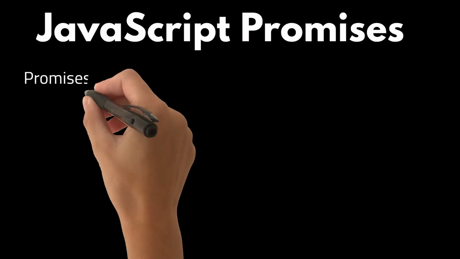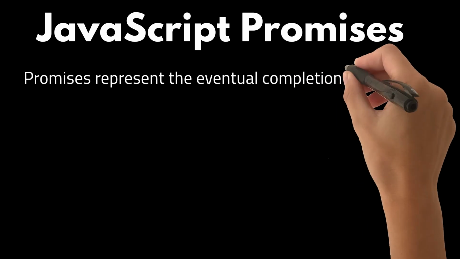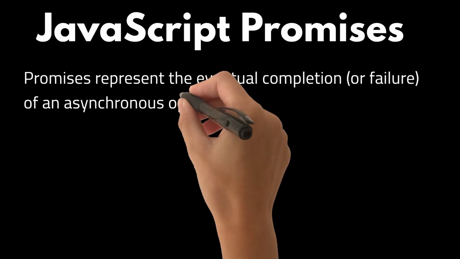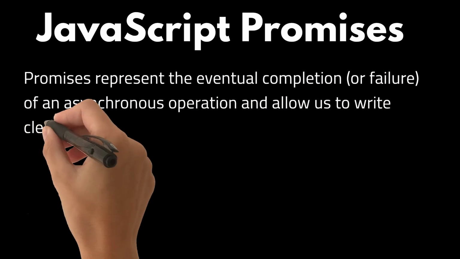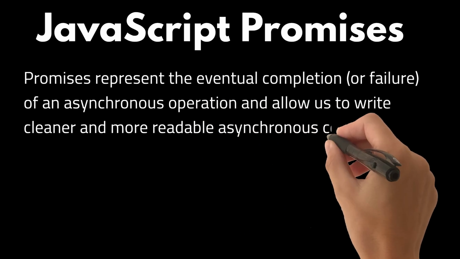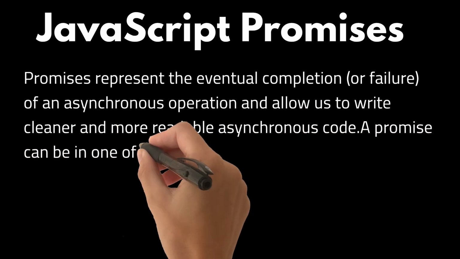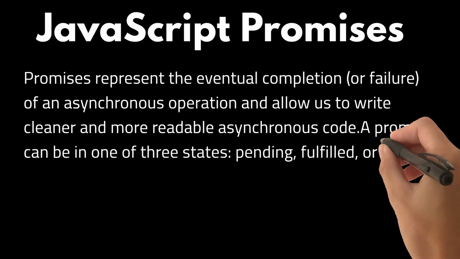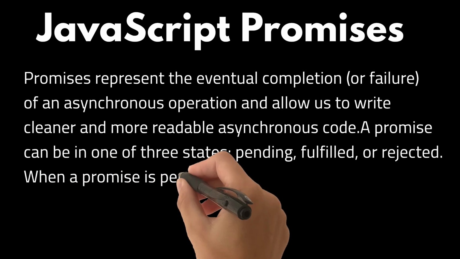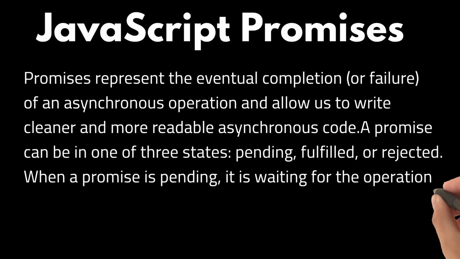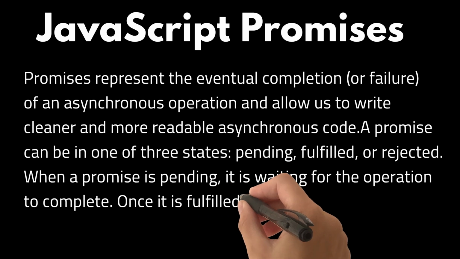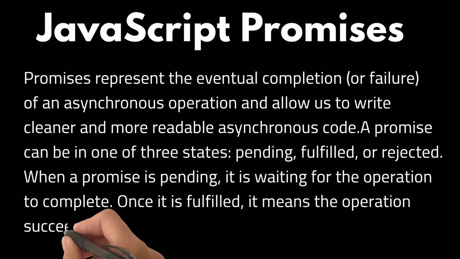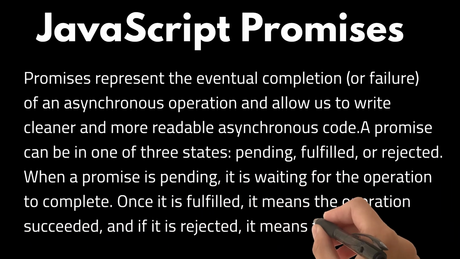JavaScript promises. Promises represent the eventual completion, or failure, of an asynchronous operation and allow us to write cleaner and more readable asynchronous code. A promise can be in one of three states: pending, fulfilled, or rejected. When a promise is pending, it is waiting for the operation to complete. Once it is fulfilled, it means the operation succeeded, and if it is rejected, it means the operation failed.